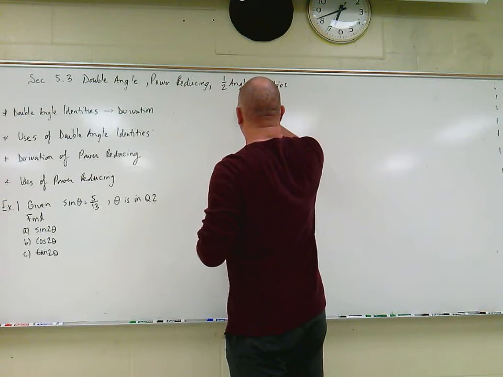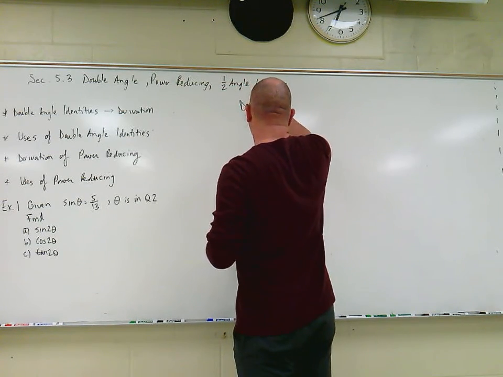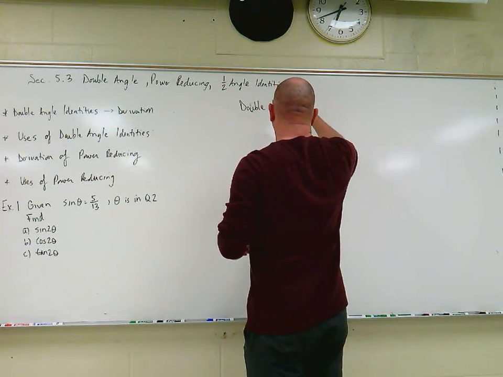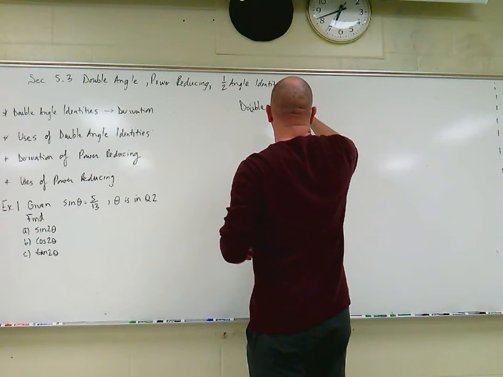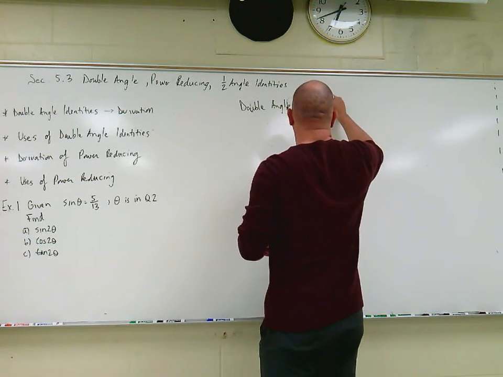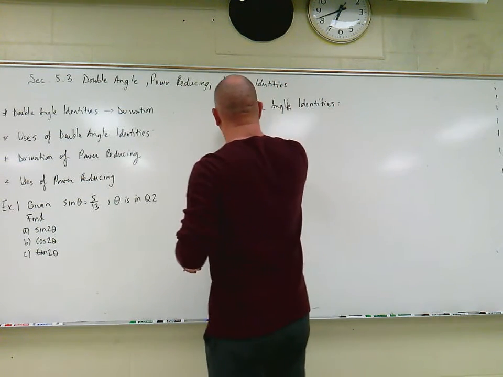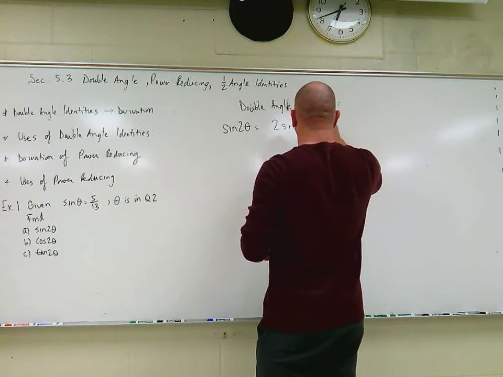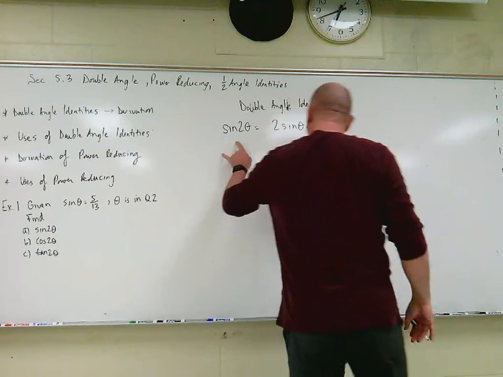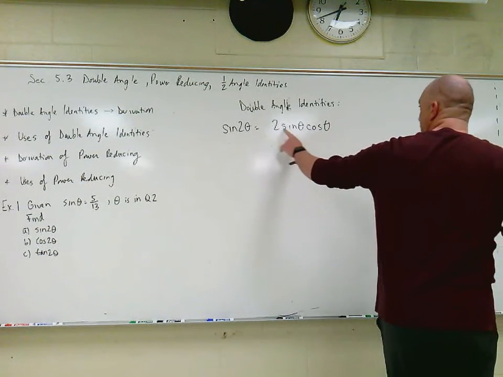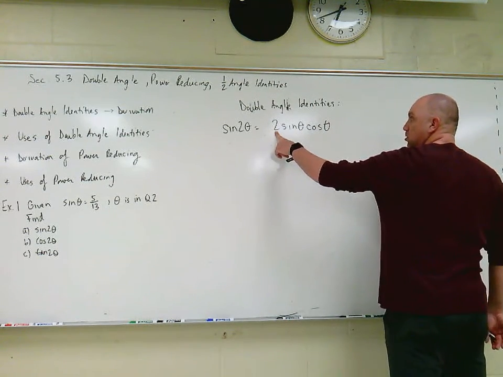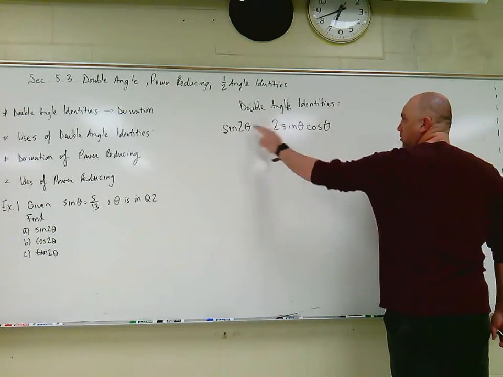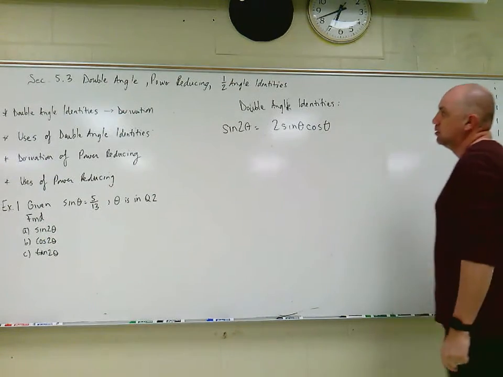So the first double angle identity is this. It says sine of 2 theta is 2 sine theta cosine theta. So it just means that the angle on the left is double the angle on the right. This 2 is always here. So no matter what this angle is, the angle on the left is double the angle on the right.